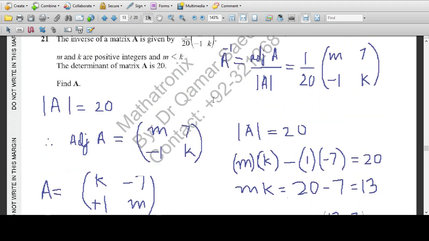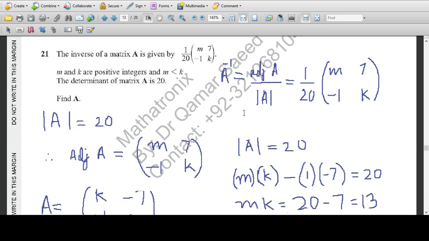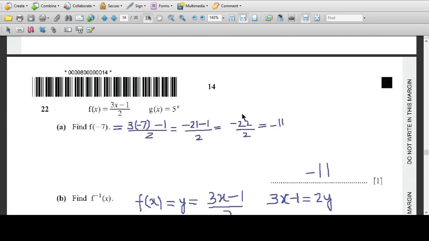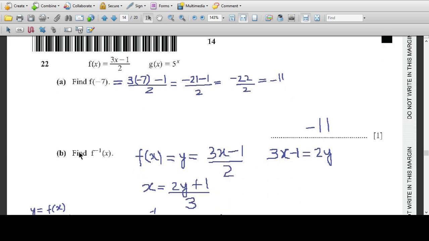So this was question number 21. Now we have question number 22. f(x) is equal to 3x minus 1 upon 2 and g(x) is equal to 5 power x. We have to find the value of f at minus 7. So for f at minus 7, in place of x we will write minus 7. So 3 times minus 7 is minus 21, and this minus 1 upon 2. This is minus 22 upon 2, so it's minus 11. Now we have to find the inverse of this.